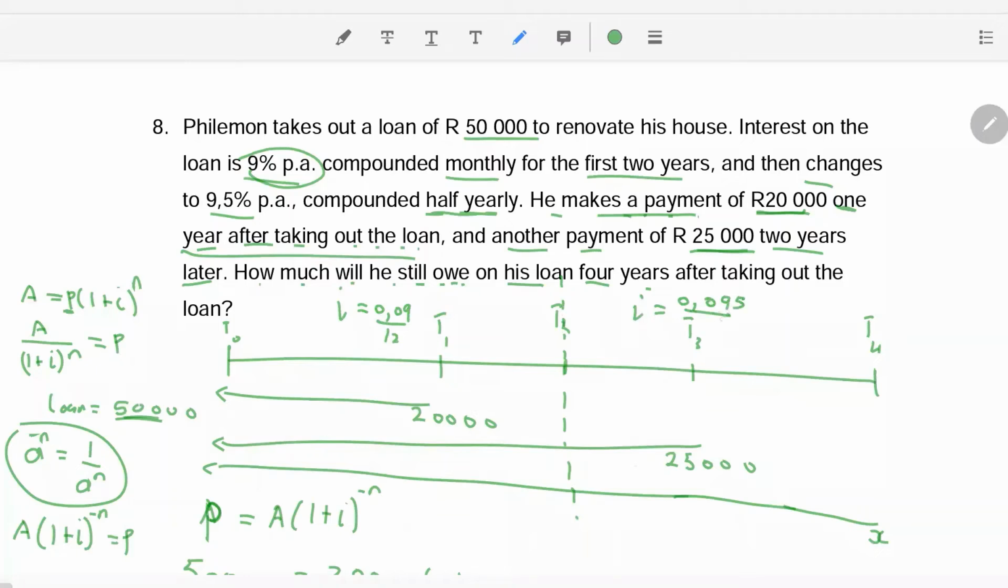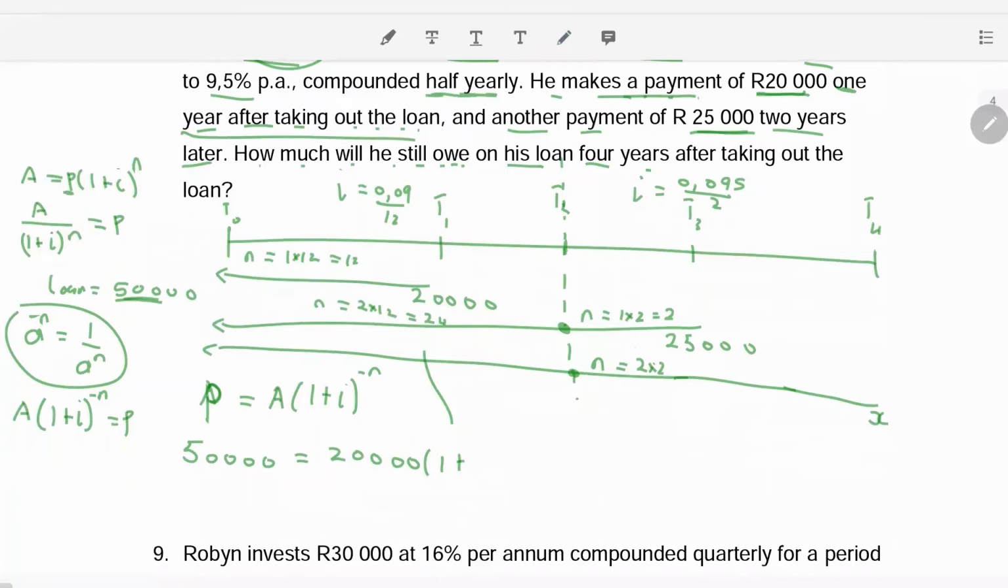9.5% compounded half yearly. So that means for the 20,000 we shall have n equals 1 year times 12, which is 12 months. And then the 25,000, we shall first of all work it out for 1 year times 2, which is 2, until T2. Yeah, this is supposed to be 2, not 12, because we are dealing with half years. And then this is going to be 2 years times 12, which is 24. Then the X amount, this will be n equals T2 to T4, which is 2 times 2, giving us a value of 4.